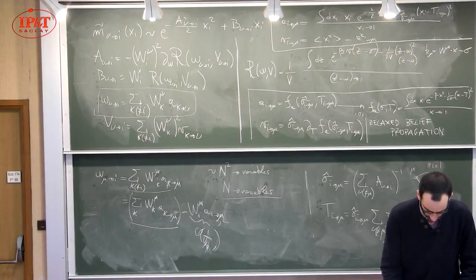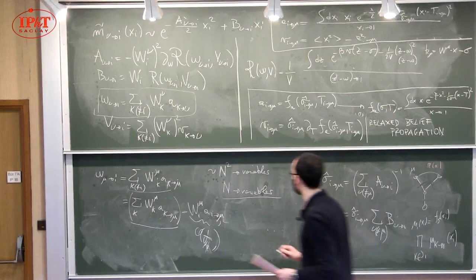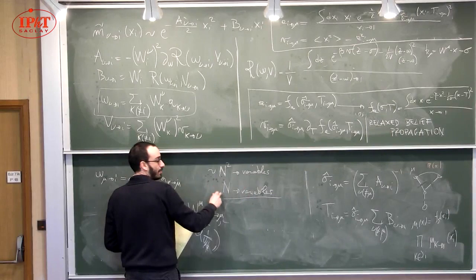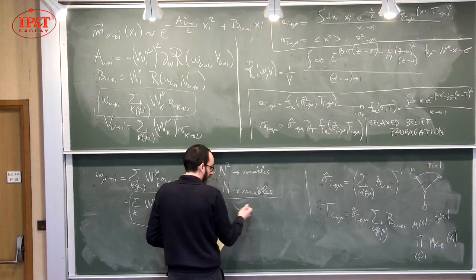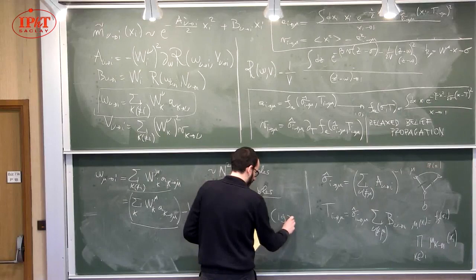so what we get from this algorithm that we have described is the one that we will describe. The one that we will describe is actually the Thouless-Anderson-Palmer equations that were derived in 1976 for the Sherrington-Kirkpatrick model.